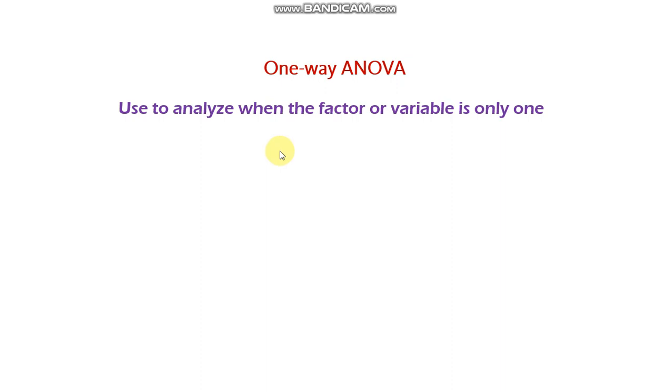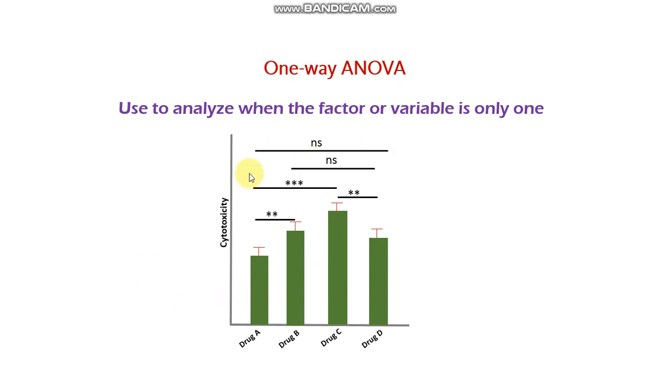There are two kinds of ANOVA, one-way ANOVA and two-way ANOVA. One-way ANOVA is used when the factor or variable is only one. What does it mean, the factor or variable? If you see this image, we want to analyze the significant difference between drug groups. Here we want to analyze only the cytotoxicity, so the factor or variable is only one. We want to focus only on the cytotoxicity between drug groups. This is the one-way ANOVA.